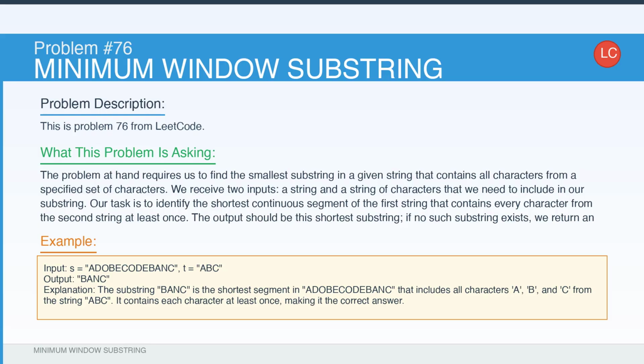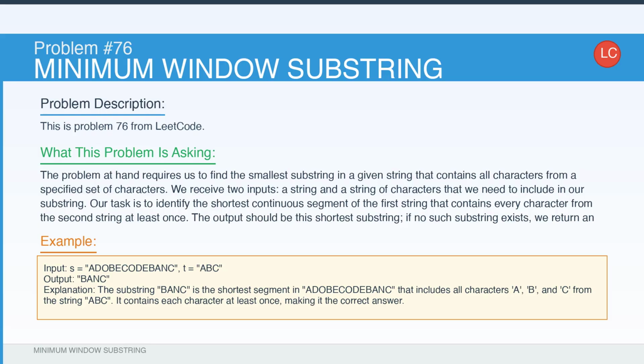We are presented with two inputs, a primary string and a secondary string containing the characters we must include. Our objective is to find the shortest segment in the first string that contains each character from the second string at least once. Should such a substring not exist, we simply return an empty string.